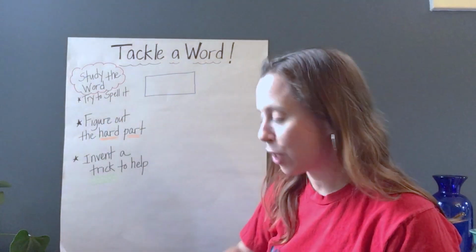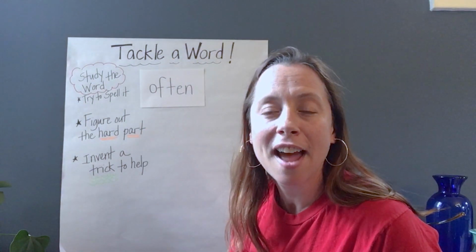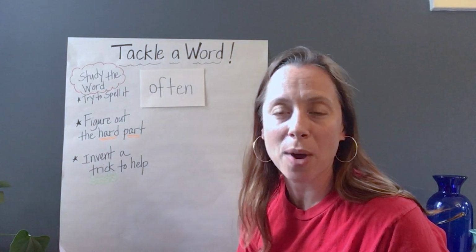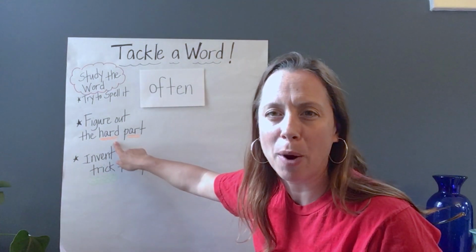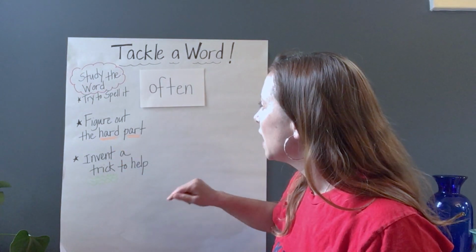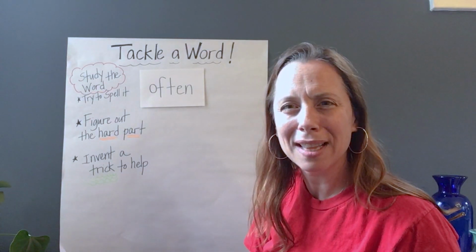So the first word I want to show you that might be tricky is often. I often eat popcorn when I watch a movie. So now I have to figure out the hard part of the word. Often. Ooh, I think there's a part that's hard in the beginning and a part at the end.